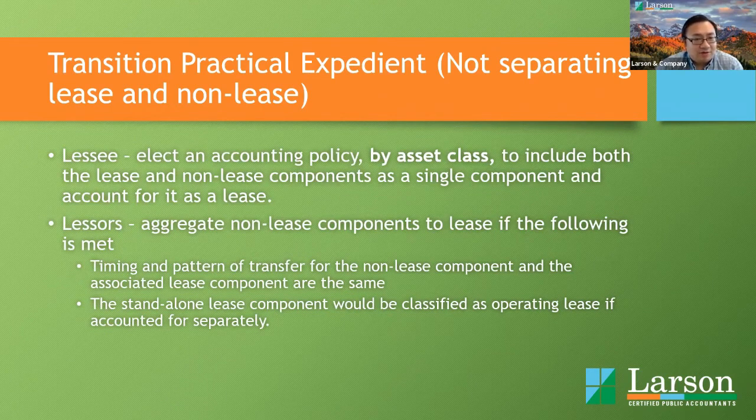The other part is that another transitional practical expedient is to not separate between lease and non-lease components. We touched on this a little bit earlier. You can look at what's the predominant component. Lessees can elect it by class to determine what the predominant is, and then use the predominant for your practice. Lessor is the same thing, only if the timing and pattern of the agreements are the same, and also the standalone lease components would be classified as operating.